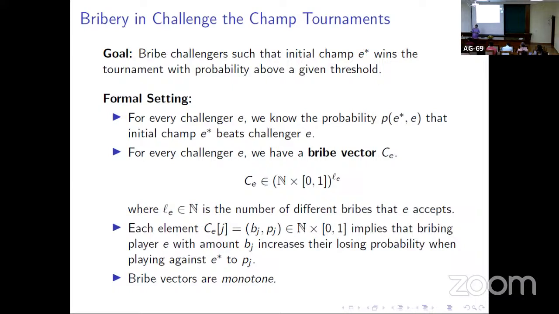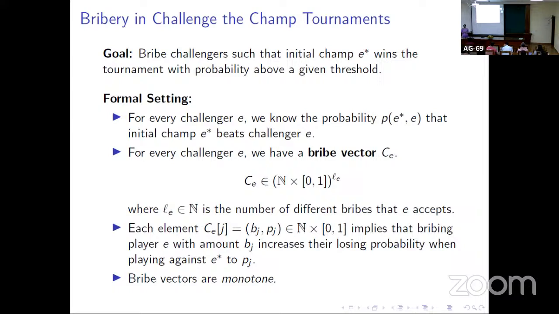I think n can be much less than LE. N is the maximum of the LD. No, n is the number, and K is the maximum of the LD. Yeah, so the number of players can be much less than the size of the input because in the size of the input we have these bribe vectors also.